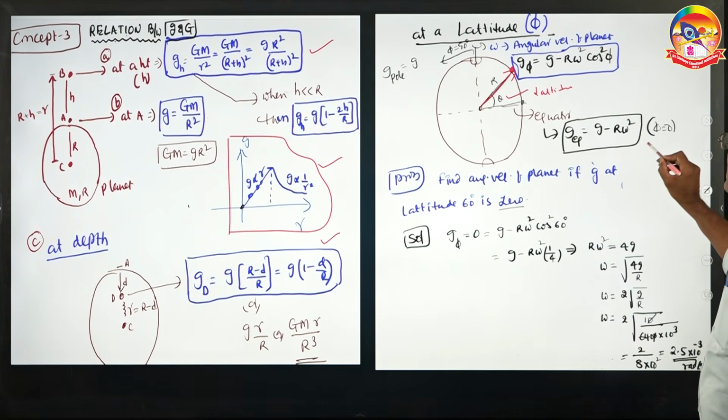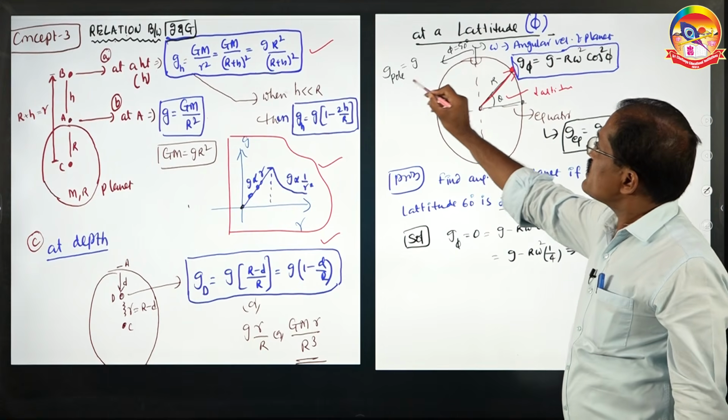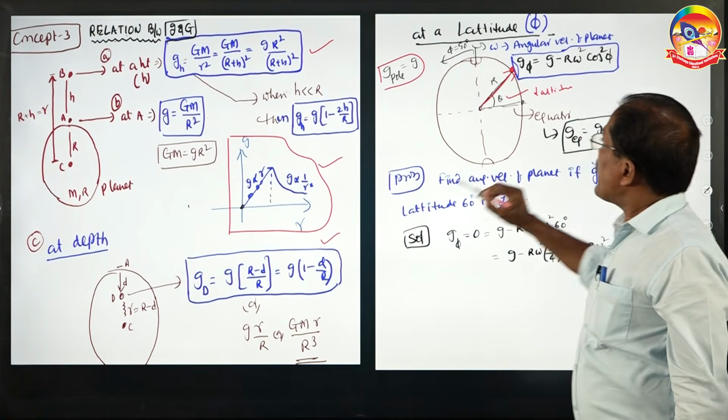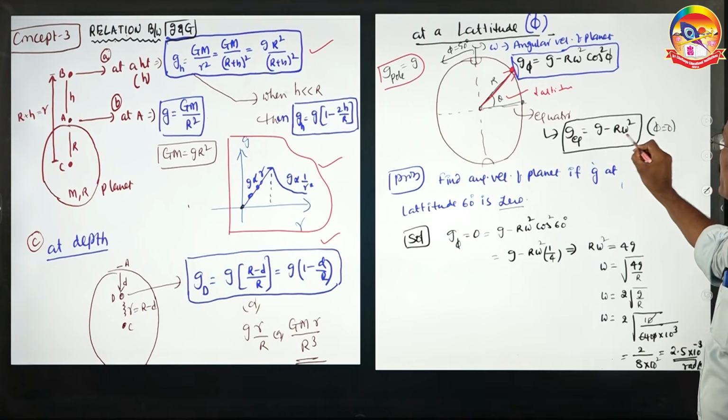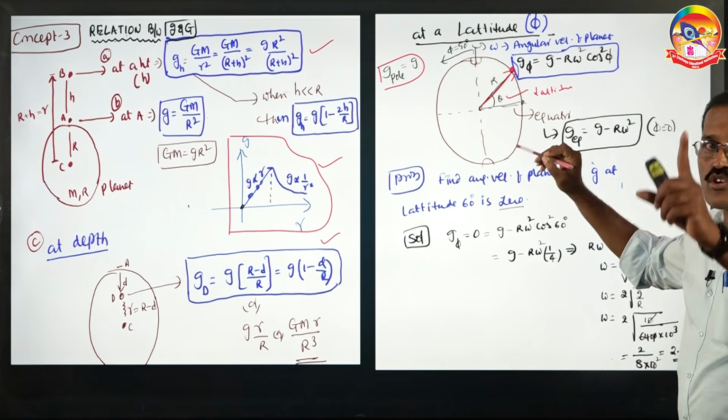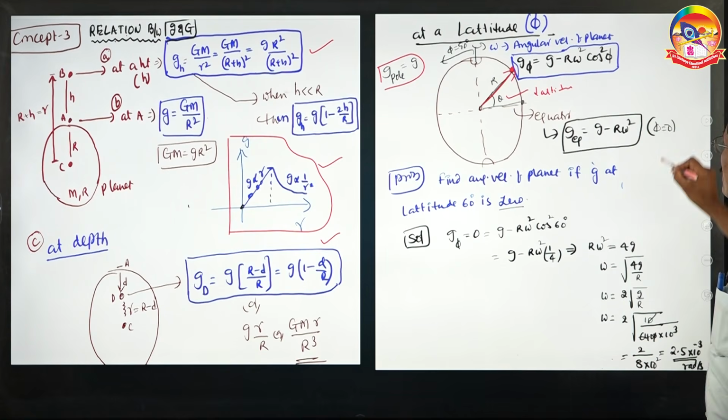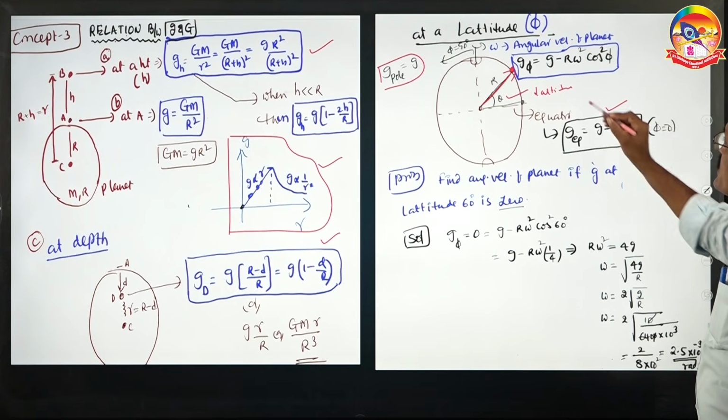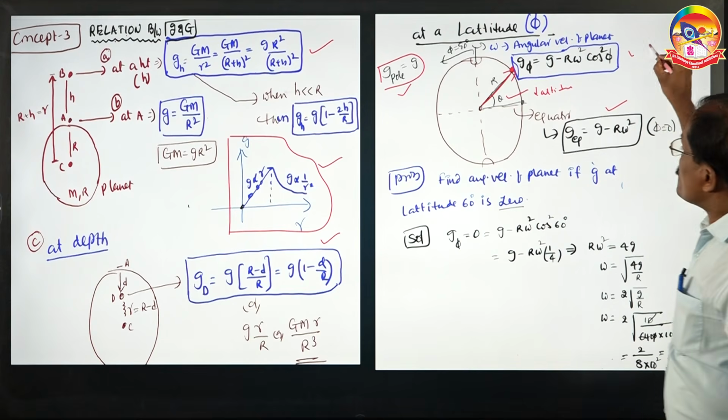Therefore, at the poles, what is the g value? Just g only. And at the equator it is equal to g minus r omega square, because cos square phi is equal to 1, phi is equal to 0. So, therefore, here we have g at the equator, g at the poles, and g at a given latitude.